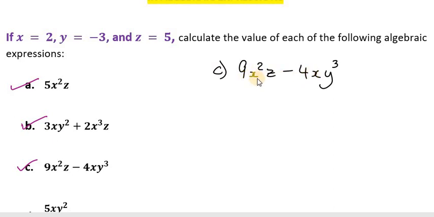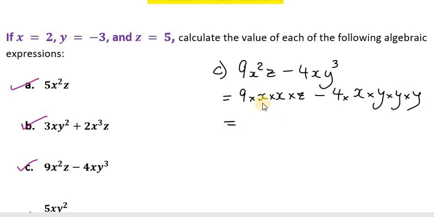Now, part C, we have the expression 9x squared z minus the term 4xy to the third power. So we're going to expand first before we make our substitution. So 9 times x, because x times x is x squared, multiplied by z, minus 4 times our x value times y times y times y. Okay, remember these are variables. They represent a number or any number.